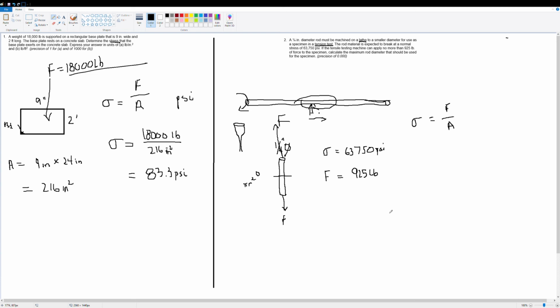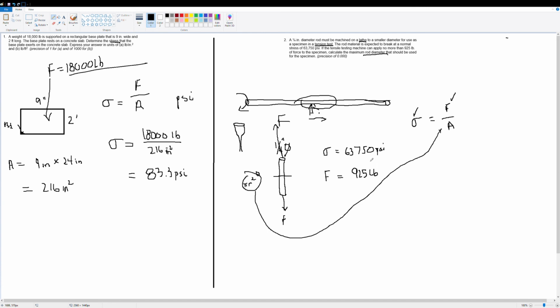Okay, so now I've got all the bits and pieces that I need. I have the stress that this rod will break at. I have the maximum force. So the only thing I need to do is substitute pi r squared into this area and then solve for my radius. Then it says calculate maximum rod diameter, so after I do that, I can multiply by 2 and have the diameter. It's a very easy problem.